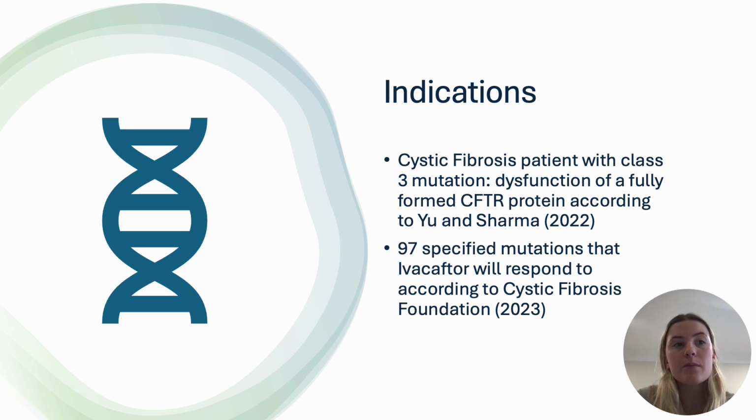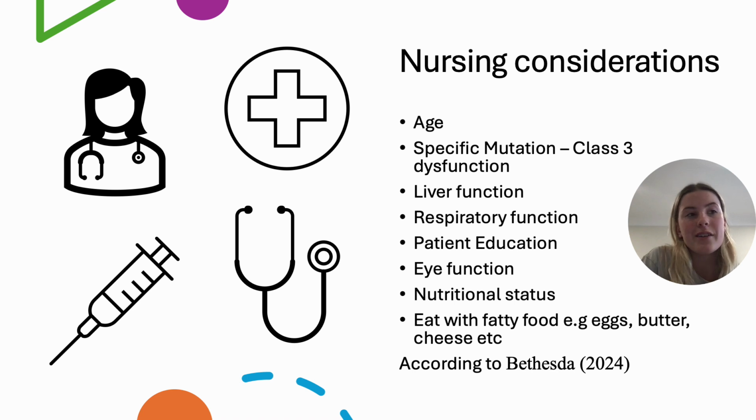In order to take this medication, the cystic fibrosis patient must have a class 3 dysfunction of the CFTR protein, where there is a fully formed protein channel in the cell membrane, but it is dysfunctional. There are 97 specified mutations that this medication will respond to. The nursing considerations are as follows. The patient must be 4 months or older. Jacob is 16, so he is suitable. However, he first needs to be genetically screened to see if his mutation is one of the 97 that fit the criteria.